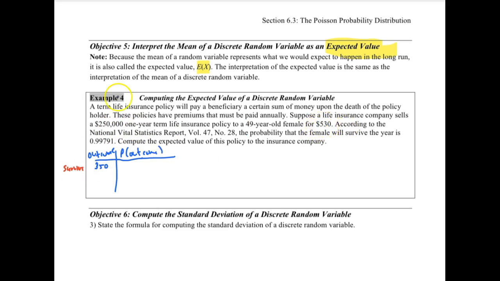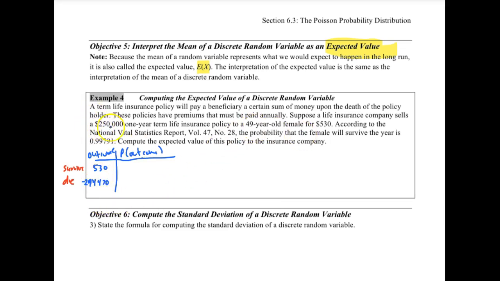Oh, sorry, not 350. Let's fix that real quick. I have it backwards. It would be $530. And the other outcome that happens is that you don't survive, that you die within the year. If you die within that year, the insurance company loses money. They end up having to pay you $250,000, but they already collected $530 from you. So technically they lose $249,470.